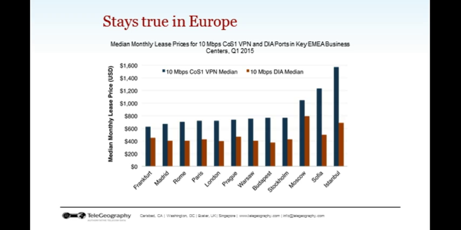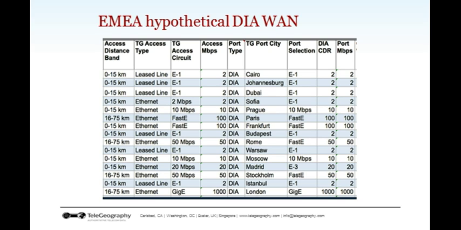And of course, this stays true in Europe. Again, I've left Middle East and Africa off this chart for scale purposes for the most part, although I'll leave it to you to decide whether Istanbul is in Middle East or Europe. But you can see across Europe at these different locations, you still very much get a savings by going from VPN to DIA. Here, the average savings is about 39%.